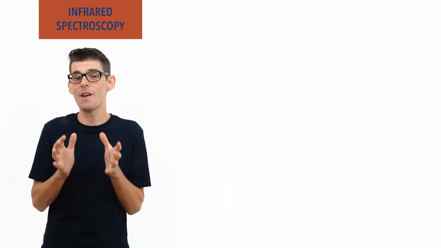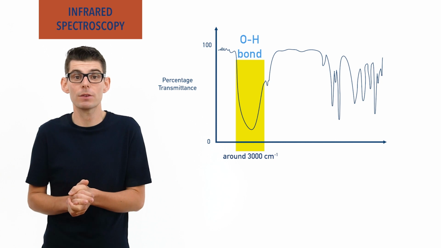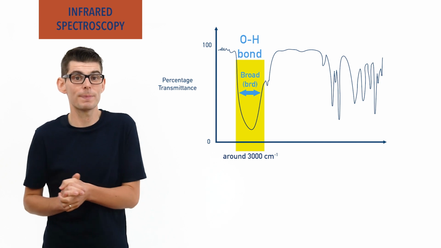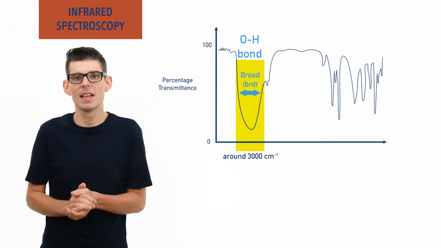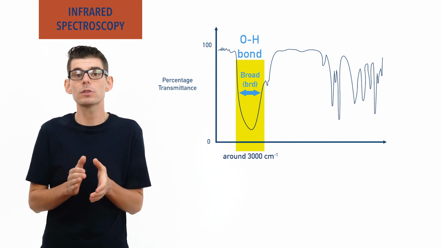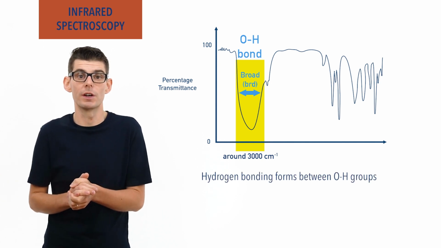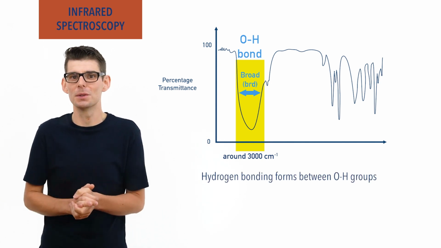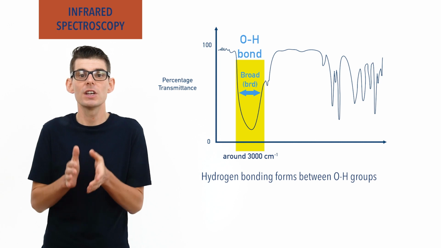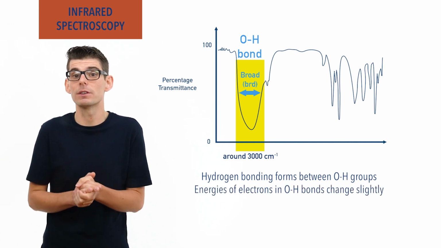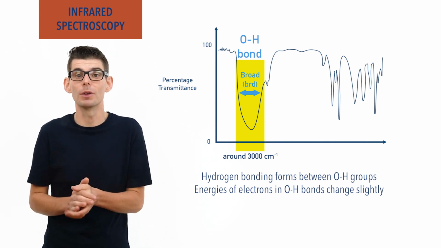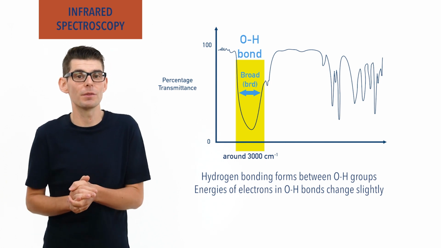OH bond stretches have very characteristic absorbances in IR spectra and are described as broad, meaning they cover a large range of wave numbers on a spectra, giving a large curve. The reason for this is because the oxygen and hydrogen atoms in an OH bond are able to form hydrogen bonds with other oxygen and hydrogen atoms from OH groups in neighbouring molecules. When these hydrogen bonds form, the energies of electrons in the OH bonds change slightly, meaning a different amount of energy is now needed to make the bonds vibrate. As a result, the electrons in the bond will absorb a slightly different wavelength of IR radiation.